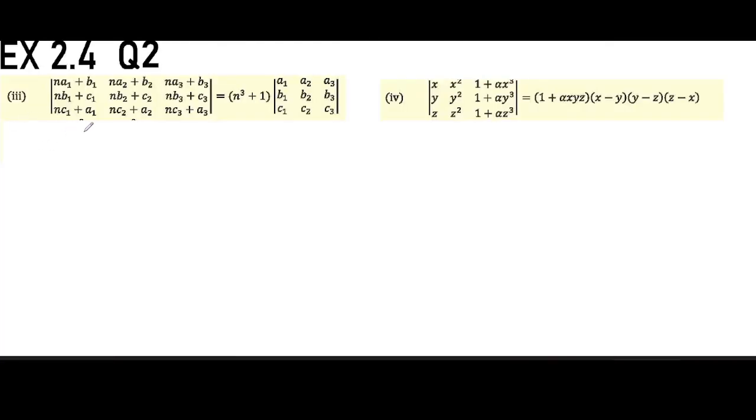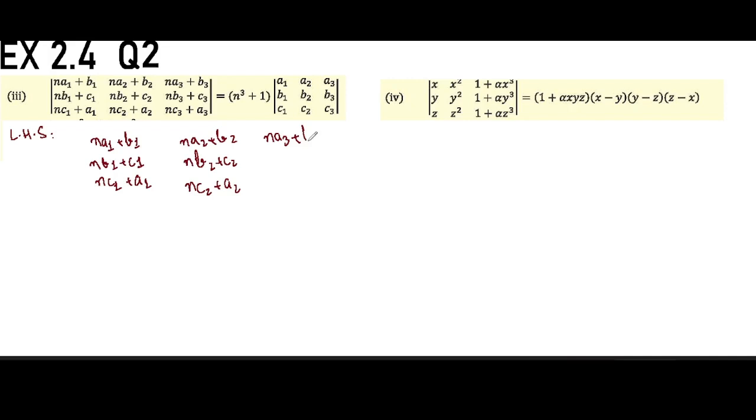Now let's move to the third one. Here we go with the third part. Let's write the left hand side, which is na1 plus b1, then nb1 plus c1, and nc1 plus a1. Then we have na2 plus b2, nb2 plus c2, and nc2 plus a2. And the third column is na3 plus b3, nb3 plus c3, and nc3 plus a3.